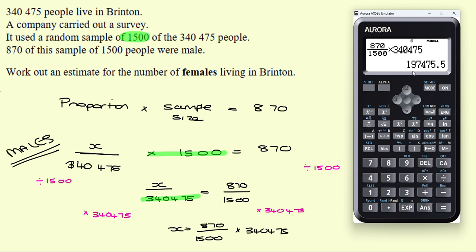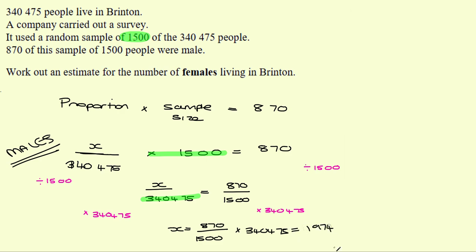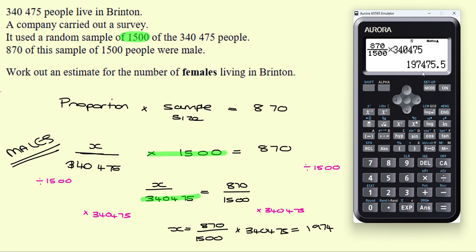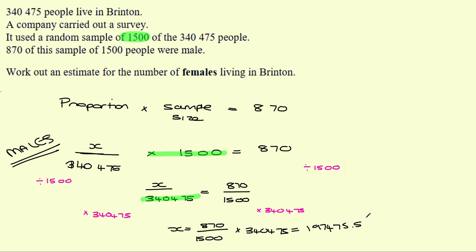And that gives us 197,475.5. So that's the number of males that there are, remember. That's the number of males. So 197,475.5. But we need to subtract that answer. That's the males. We need to subtract that from the total population because it wants the number of females.